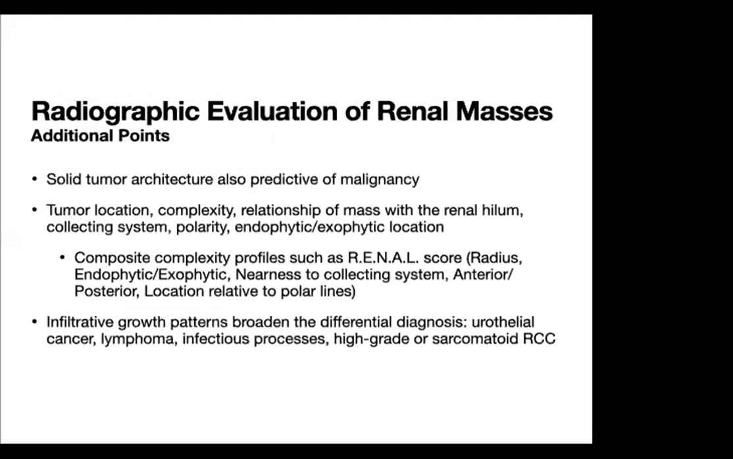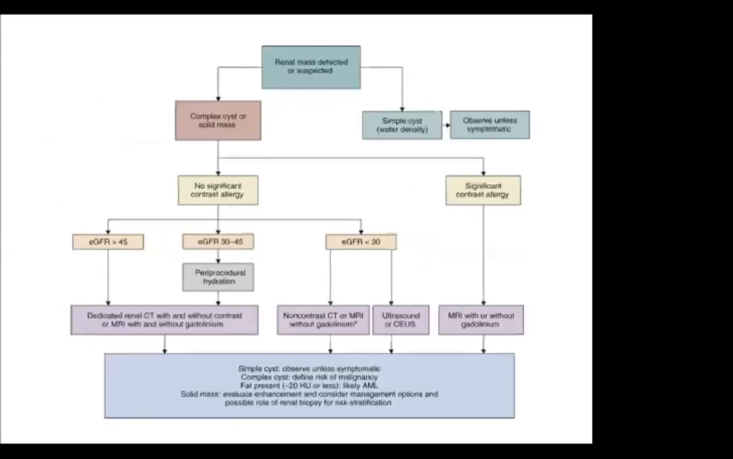Now, additional points. Solid tumor architecture is also predictive of malignancy. Tumor location, complexity, relationship of mass with the renal hilum, collecting system, polarity, and endophytic and exophytic location are also considered. Composite complexity profiles such as the RENAL score, which comprises the radius, whether it's endophytic or exophytic, nearness to the collecting system, anterior or posterior, and location relative to the polar lines. Also, infiltrative growth patterns broaden the differential diagnosis: urothelial cancer, lymphoma, infectious processes, high-grade or sarcomatoid RCC. So this is an algorithm for the diagnostics for renal masses. It's too long to read, so I'll just let you read it by yourself.